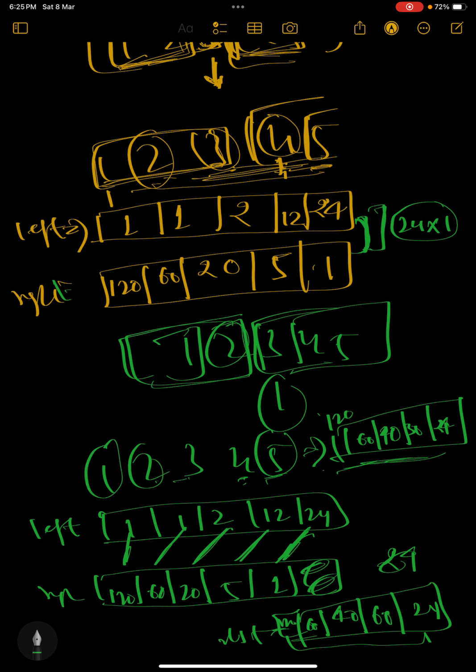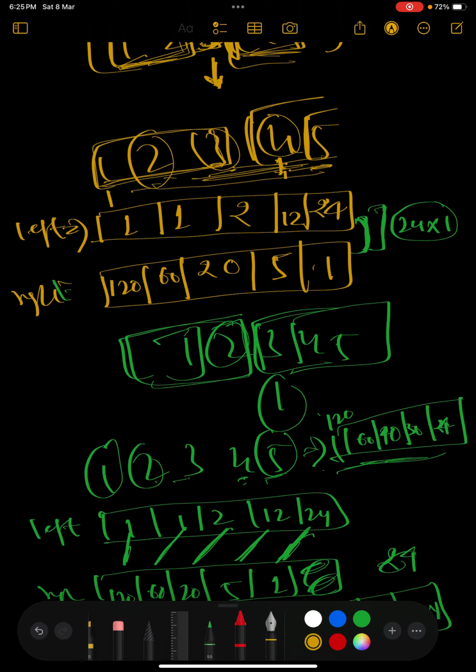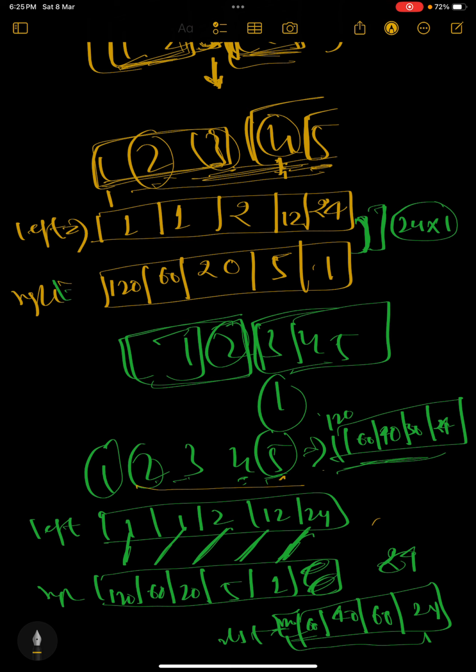Because if I am at 1, I need the product of all right elements, right? So the product of all right elements will be 5 into 4, 20, 20 into 3, 60, 60 into 2, 120. 120 is there. For 2 what do I need? For left all and right all. So left is 1 and for right 60. So it should look like 60. As you can see, 60 is there.